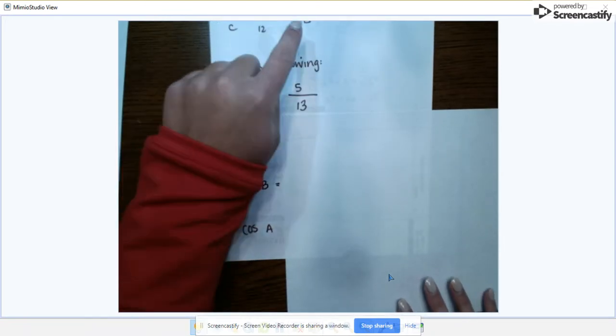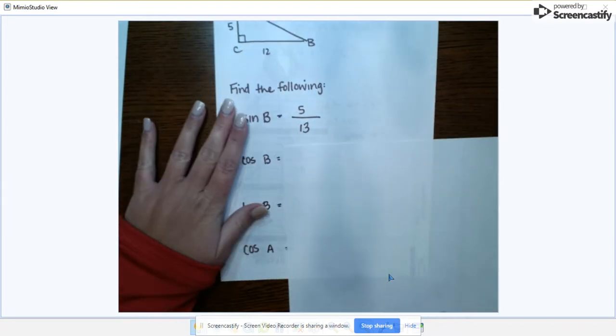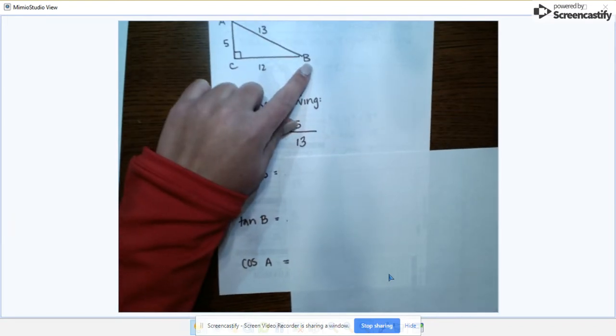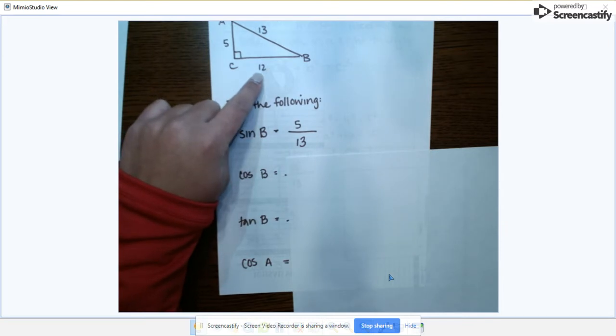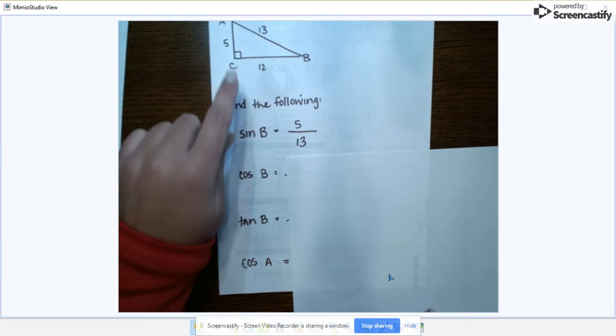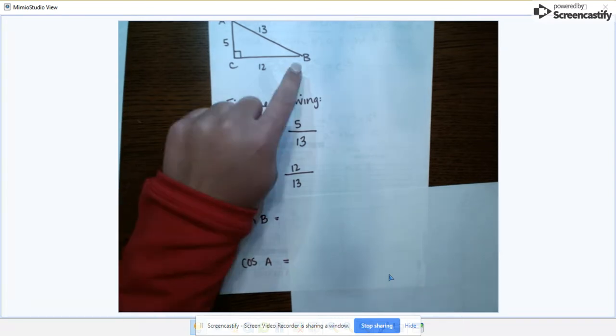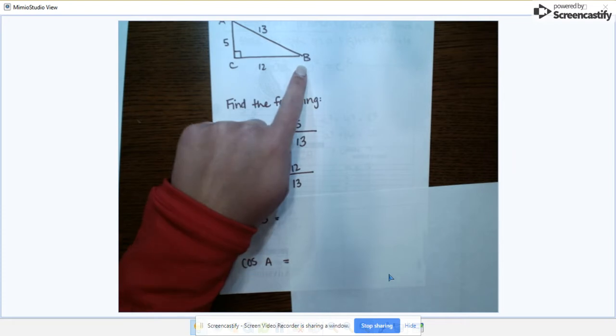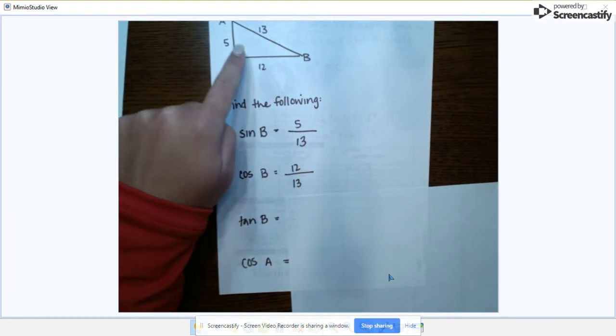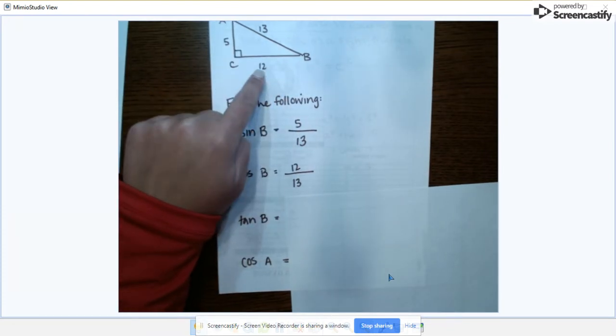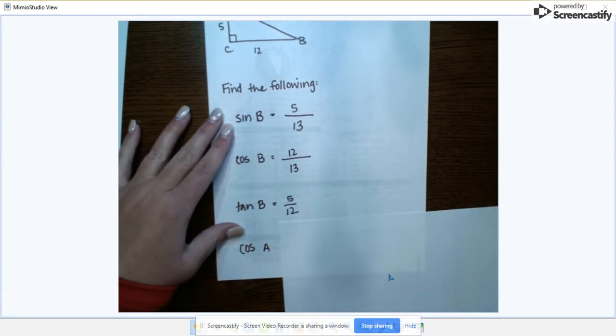Cosine of B. Okay, again, there is my triangle, angle B. Cosine is CAH, so adjacent over hypotenuse, and adjacent means right next to. So adjacent would be 12. Hypotenuse is 13, so our trig ratio for cosine of B is 12 over 13. Tangent is TOA, so opposite over adjacent. Again, we're still working with angle B. Opposite of B would be 5. Adjacent to B is 12. So tangent of B comes out to be 5 over 12.